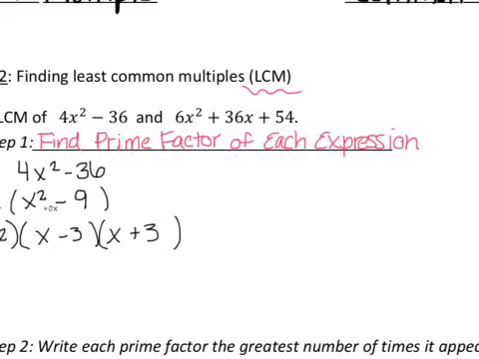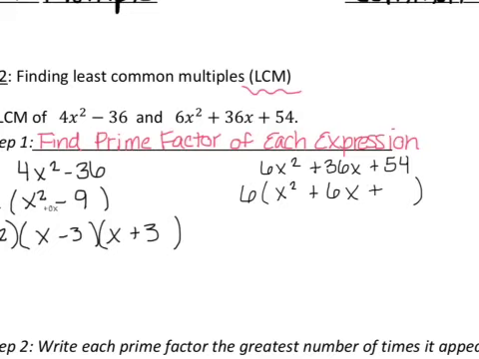Now we're going to deal with 6x squared plus 36x plus 54. Like I said, a good first question is always, is there anything common we can pull out to the front? 6. We can pull a 6 out of every term. If we pull it out of 6x squared, we get x squared, then plus 6x, and plus 9. We basically divided each term by 6.